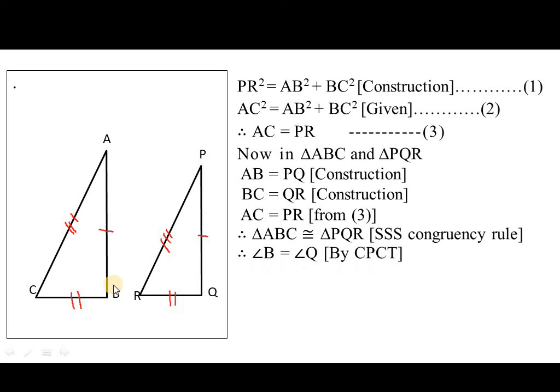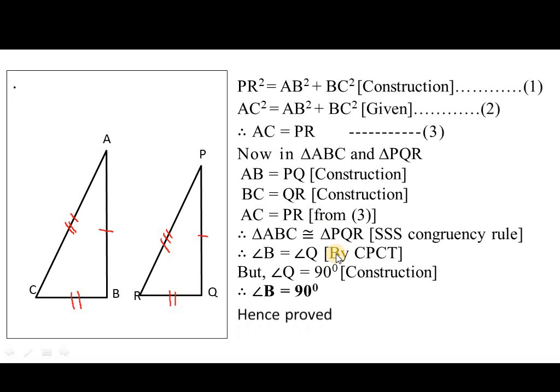Therefore, angle B is equal to angle Q. Already we have taken angle B is equal to 90 degrees, and Q also becomes 90 degrees. Therefore, Q is also 90 degrees and B is also 90 degrees. If B becomes 90 degrees, definitely this triangle is a right angle triangle. So hence our theorem is proved.